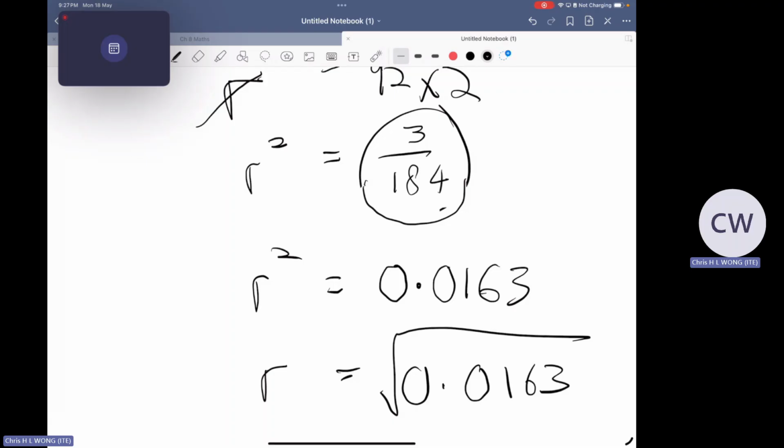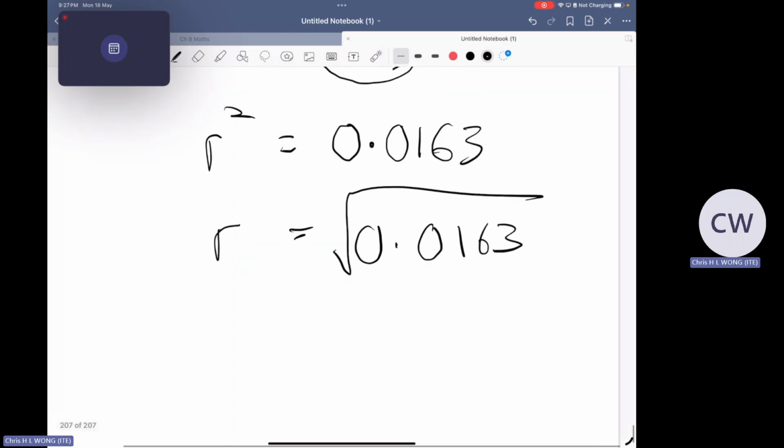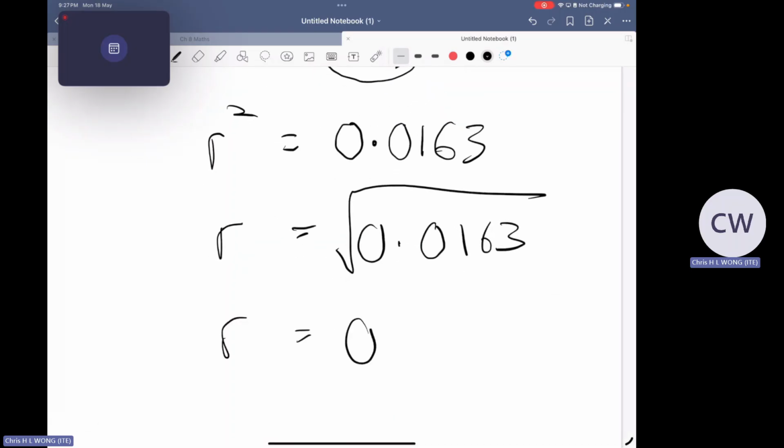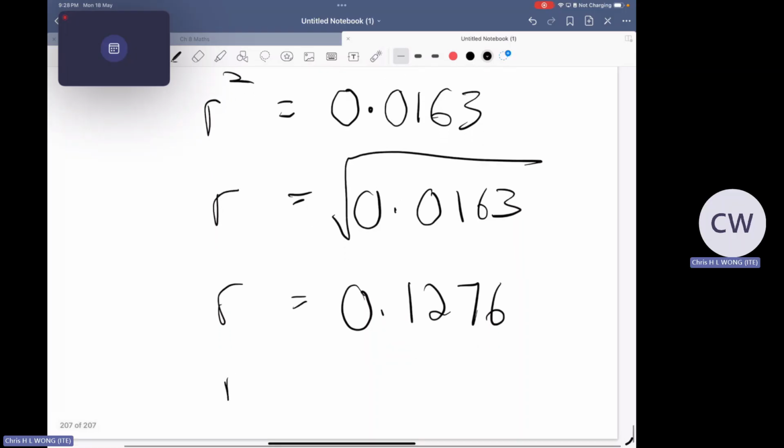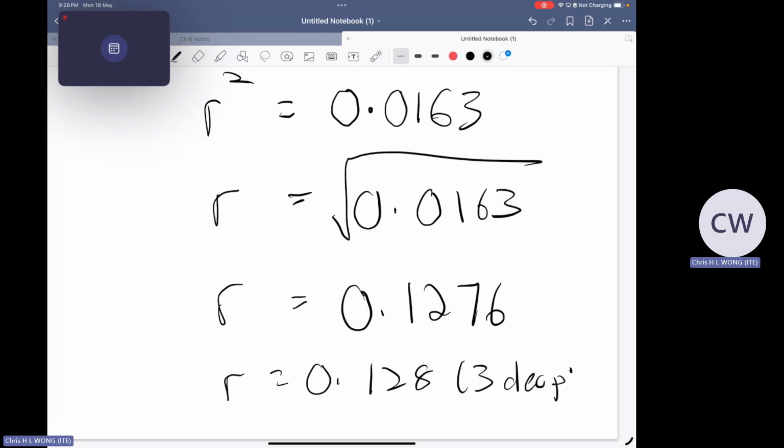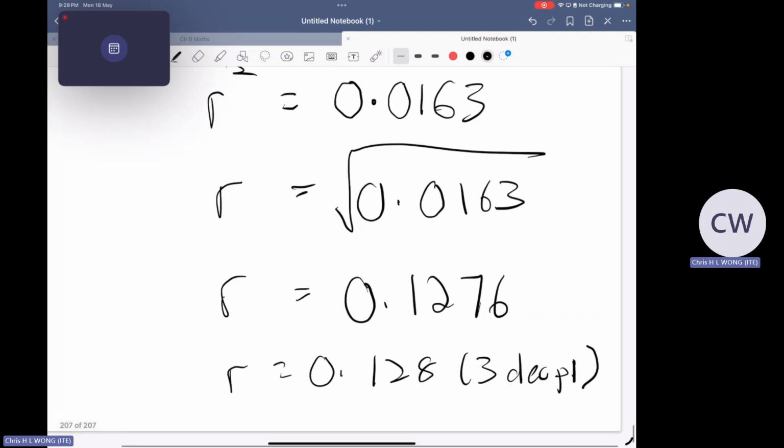0.127. Exactly. 0.127. Give me one more. 6. Okay. 0.1276. The moment I ask one more, because I say you need 3 decimal places, right? So that when it is a 6, so bring over, it becomes 7, become 8, isn't it? So r equals to 0.128 (3 decimal places). Yeah, that's the answer.